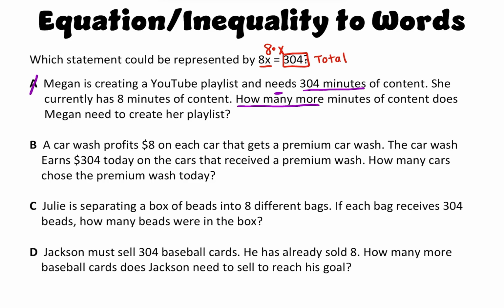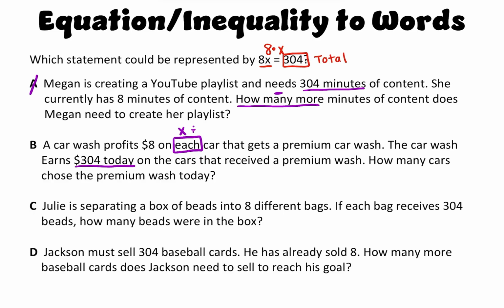Okay, B. A car wash profits $8 on each car that gets a premium wash. So that's a good multiply or divide. The car wash earns $304 today. So that's a good total. How many cars chose the premium wash? So if each car is $8, could we multiply? So one car gets $8, 2 cars gets 16, 3, go on. So that one seems pretty good to get to 304.